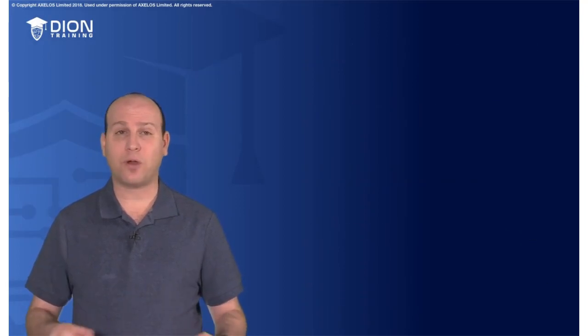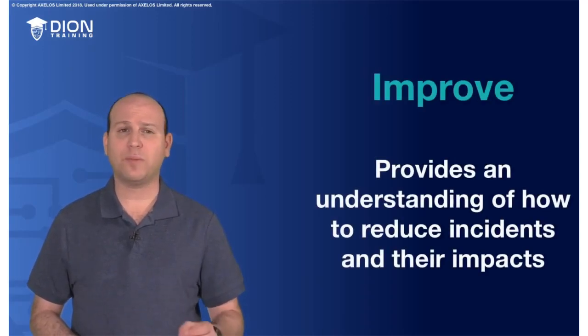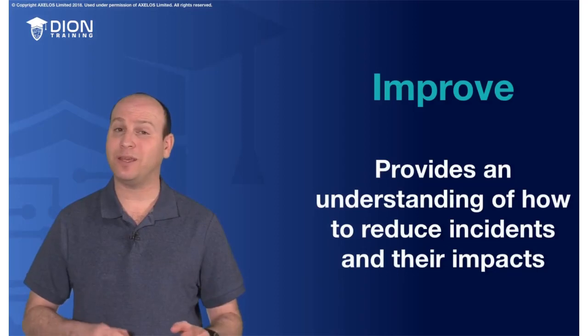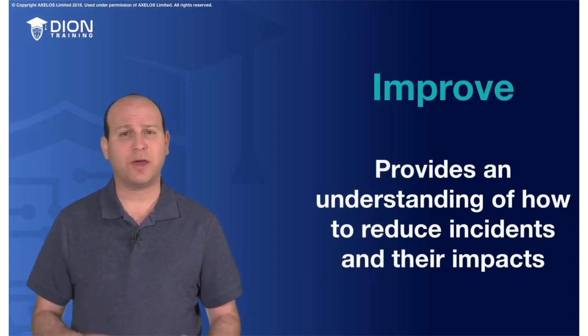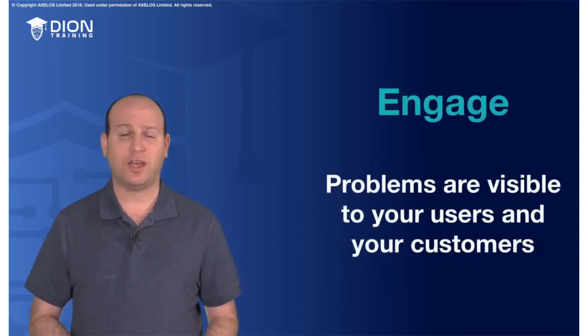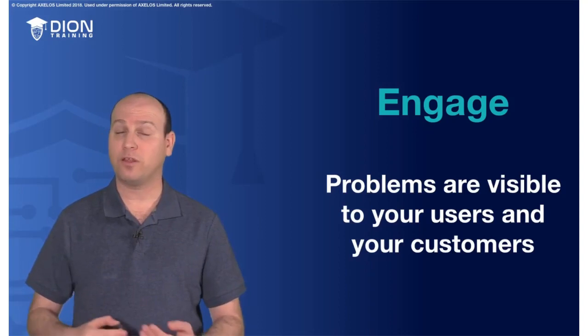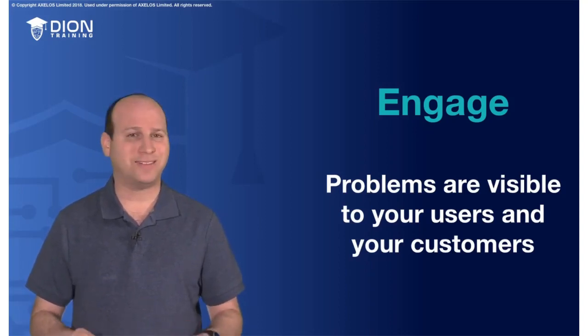Now, when we think about problem management and the value chain activities, it does impact a lot of them. Let's start with improve. When we think about improve, problem management and doing it effectively is going to provide us a better understanding of what needs to be done to reduce the number of incidents, thereby improving our services and our products. Now, engage, on the other hand, is going to be where we take problems that have significant impact to our services and tell our users and our customers about it. If we're telling our customers or users something, that's engage.